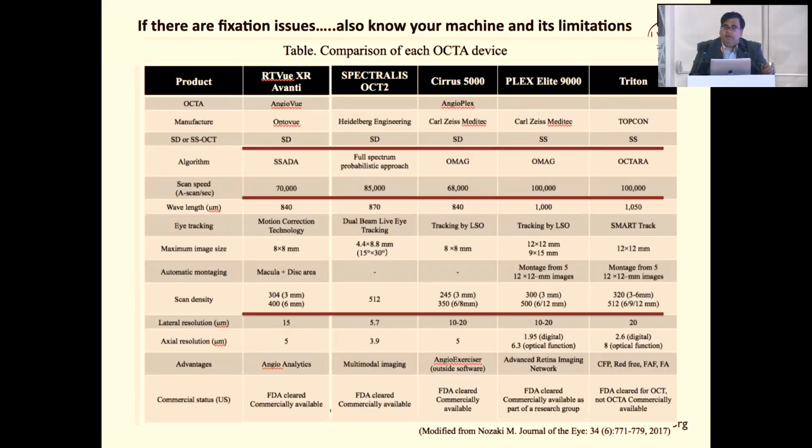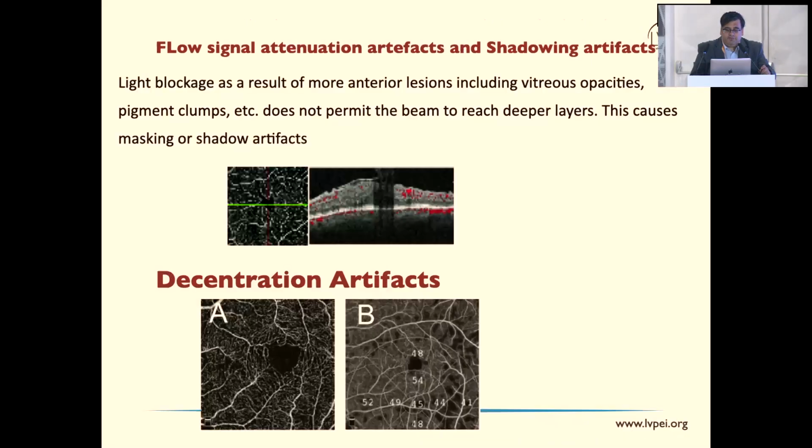Also, when you're dealing with these artifacts, you have to understand your machine and its limitations. If you have multiple machines which you have an option to use, you have to understand which machine gives you a faster scan, which machine takes lesser number of scans. So if you compare, say, an RTVue with a Spectralis versus a Cirrus or a Plex Elite, you'll realize the scan speeds are very different between these machines, ranging from 70,000 scans per second to about 1 lakh scans per second. But at the same time, how dense the scans are, how many more scans are being done by each of those protocols. If you understand your machine, you will be able to tide over these fixation issues and artifacts because of that.